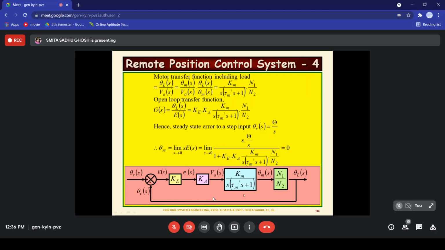Let me come to the block diagram which is already drawn over here so that it's easier to understand. In the block diagram, theta R is the reference input, theta C is coming as the feedback signal from the load. We'll come to that. So it's a negative feedback.